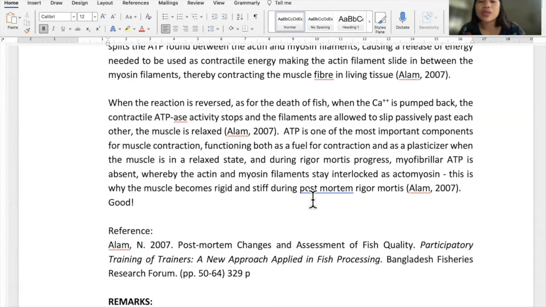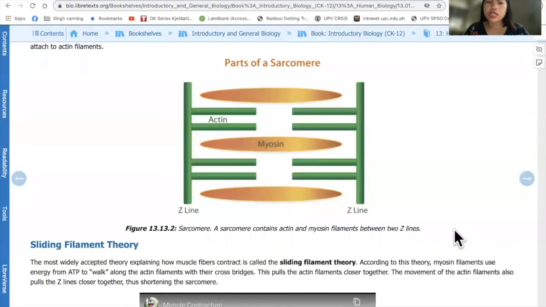Yung muscles. Okay, so ATP is one of the most important components of muscle contraction, functioning both as a fuel for contraction and as a plasticizer. So allow me to stop sharing this screen and let me share another screen now to visually show to you the sliding of actin and myosin filaments.